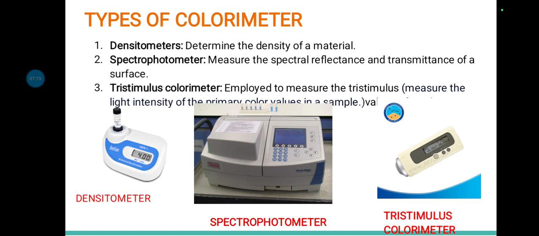Then tristimulus colorimeter, employed to measure the tristimulus, that is, to measure the light intensity of the primary color values in a sample.